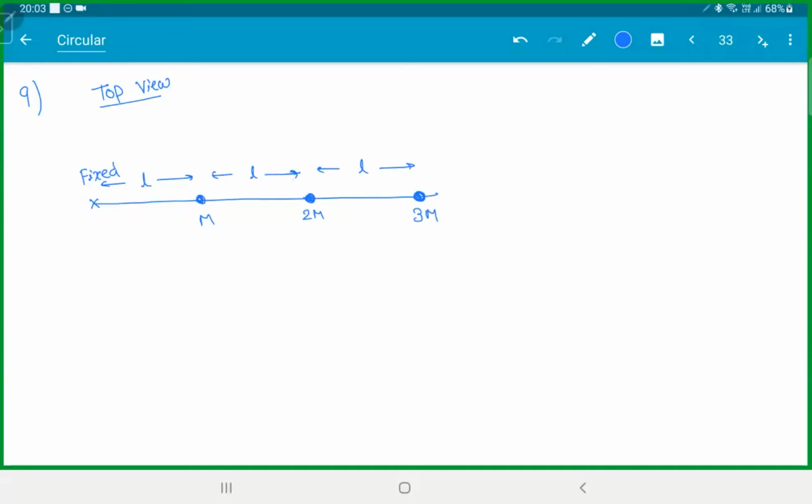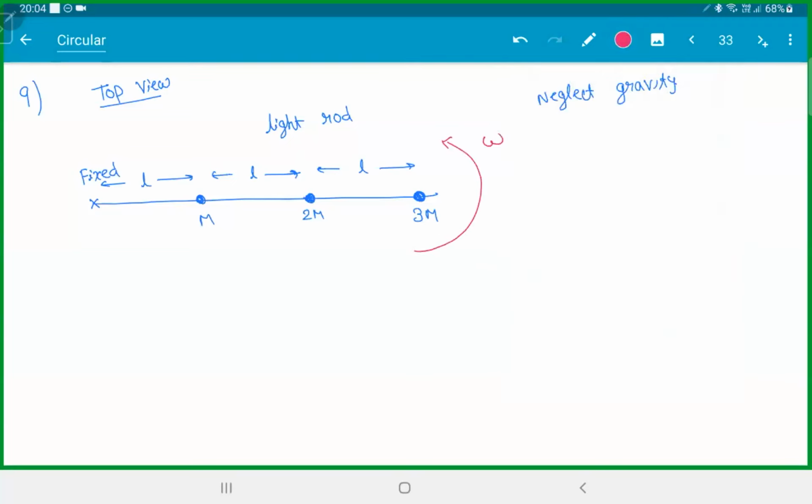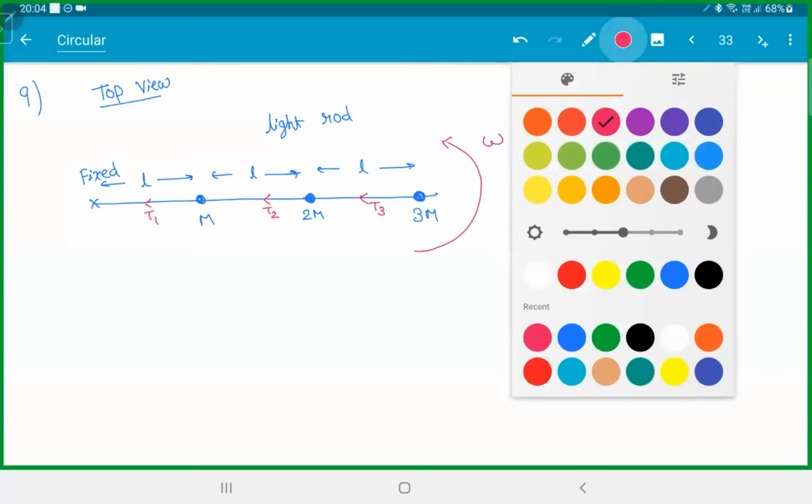So the length of the rods is 3L, 3L, 3L. It's a light rod. There's no gravity, neglect gravity. This whole setup is rotating with omega. Find the tension in the rods. So this rod's tension is T3, T2, and T1. Find the tension in the rods.